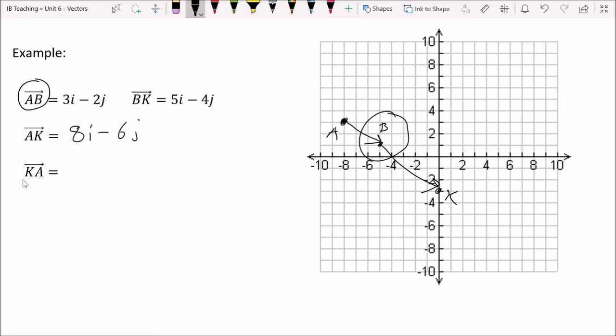What about the second question? From K to A? Well, that's the exact opposite as A to K. So if A to K, I had to go 8 to the right, to get from K back to A, I would have to go 8 to the left. So all I write then is negative 8i, 8 left to undo that. And if A to K was going down 6, then K to A is going to be going up 6. So that'll just be plus 6j.